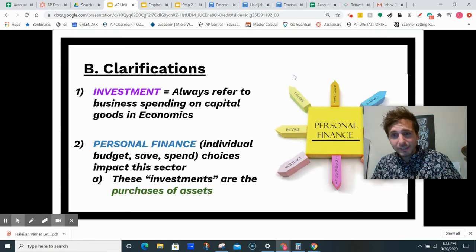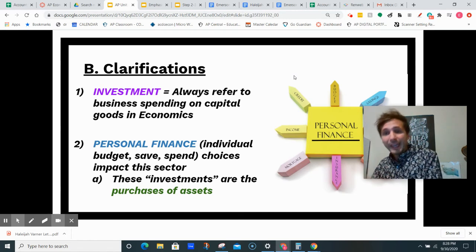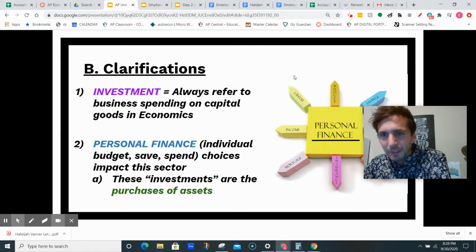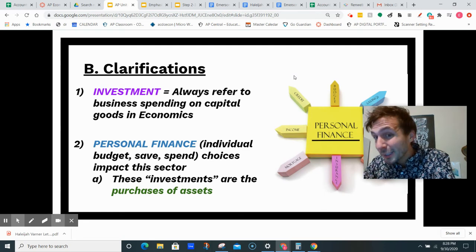You're purchasing the asset, it will pay you back money plus interest in the future. That's why it's an interest bearing asset. It is not investment. Even though people always say, I'm investing in the stock market, economists don't call it investment. Economists say you purchase financial assets. Okay? So we're going to try to use that terminology here so we don't get confused.